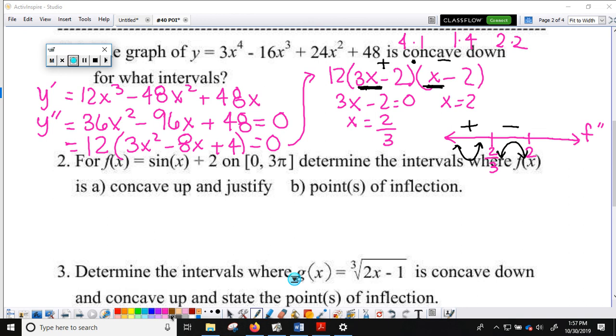Okay, let's pick a point greater than 2, say 3. Inputting 3, we're going to get a positive and positive. So positive times positive is positive, and our graph is concave up again because our second derivative is positive.